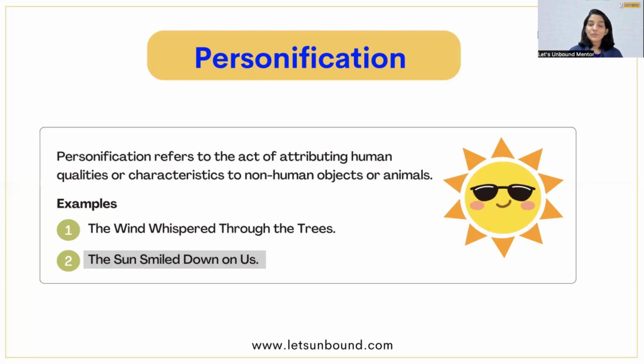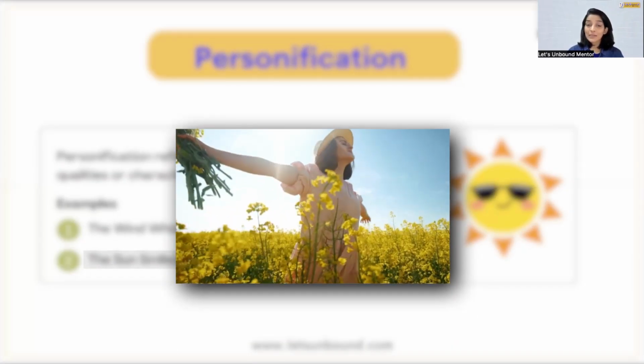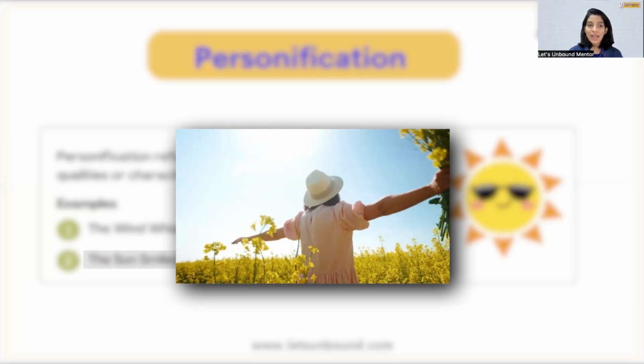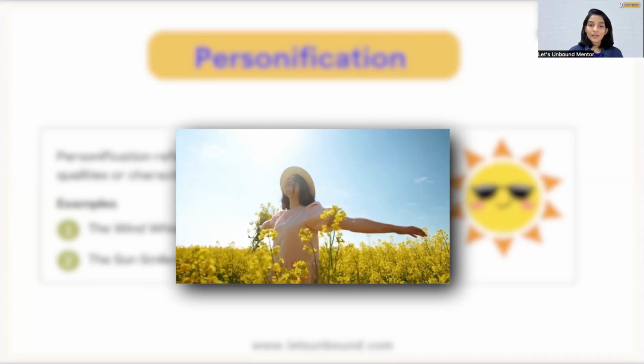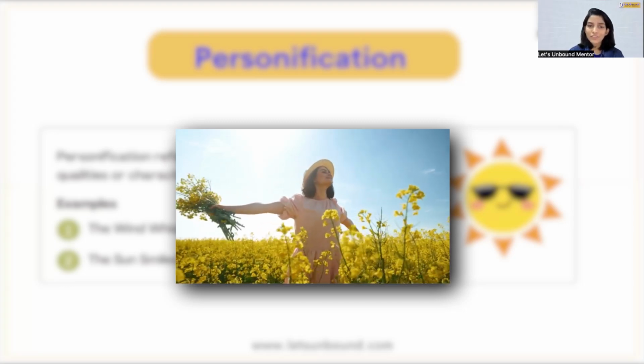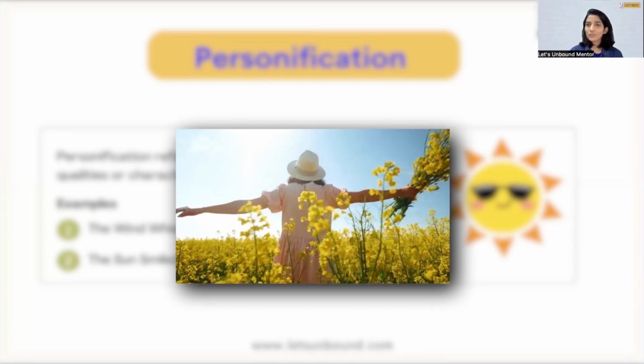Now, here the sun is personified with the ability to smile, suggesting warmth and a pleasant atmosphere. This imagery conveys a sense of happiness and comfort, as if the sun is actually shining on the people, shining on the people below.